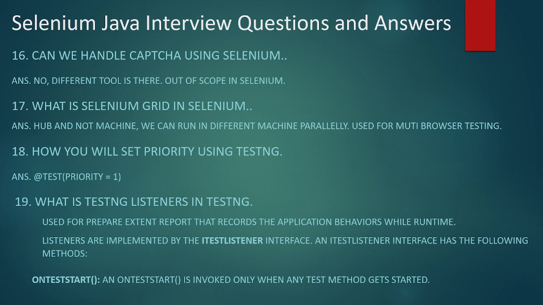The next one is how we set priority. It's very easy, using the @Test annotation. In all methods, inside the parentheses, we mention our priority equal to 0, 1, 2, 3, 4. That means you set the queue of which method will be executed first. You number them and set the priority, and then they will be executed in that order.